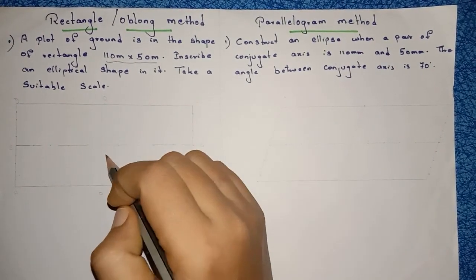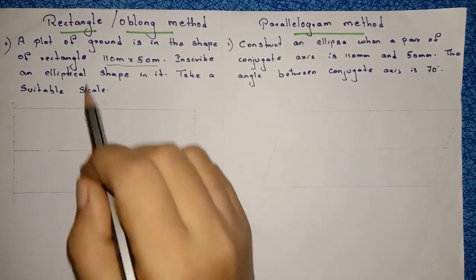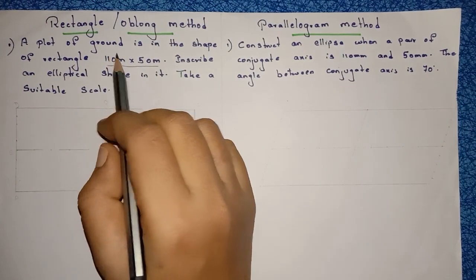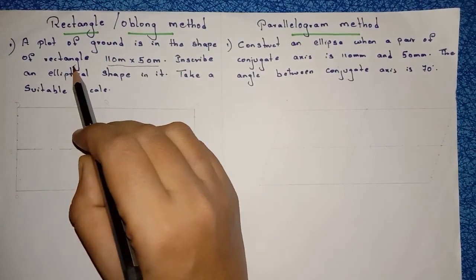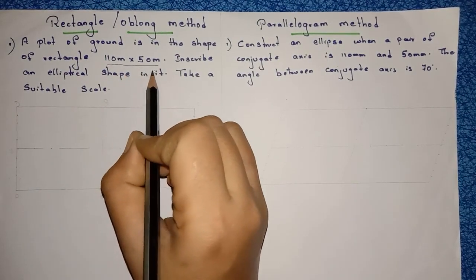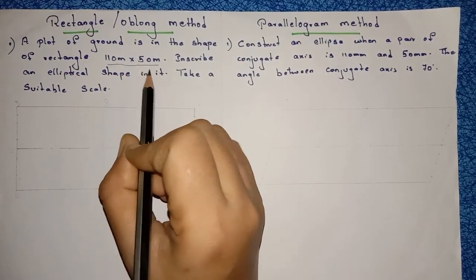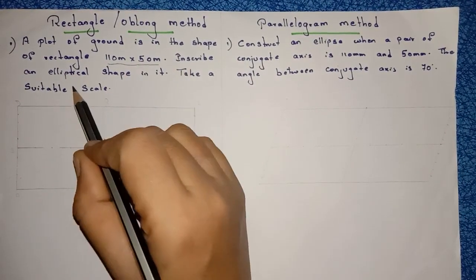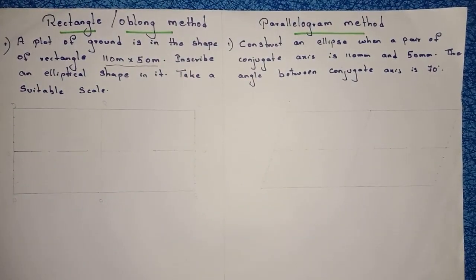Take a suitable scale. See, a ground was in the shape of a rectangle and they mentioned the dimensions of the rectangle, 110 meters by 50 meters. So in that you have to insert an elliptical shape.